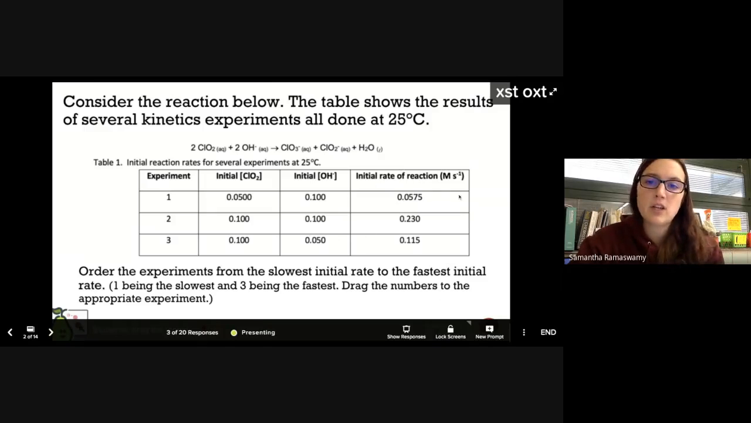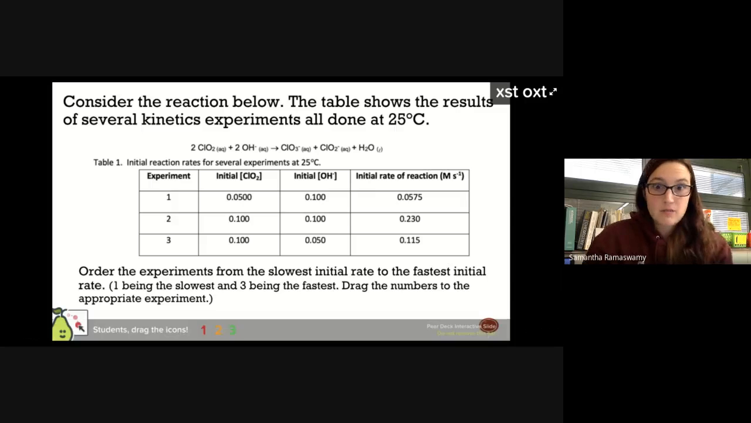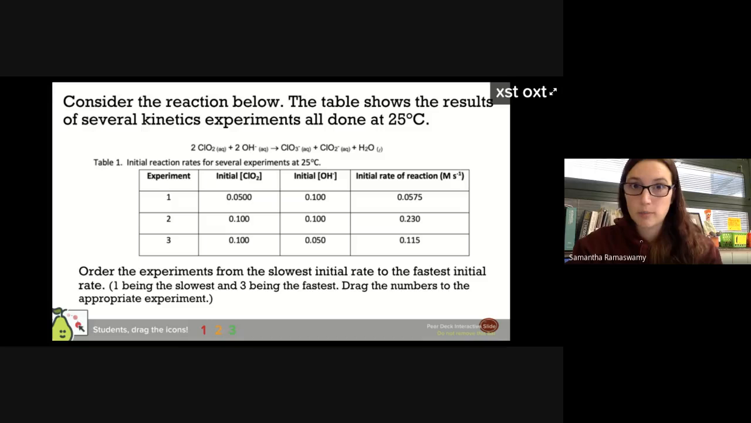1 is the slowest, 3 is the fastest. So I want you to focus on the column that says initial rate of reaction, because rate, that's slow to fast. Look at the value of the initial rate and put them in order. Which one is the slowest? Which one is the fastest? The lower your value, the slower the reaction. The higher your value, the faster your reaction, because the higher your value of rate, the more molar per second is reacting.